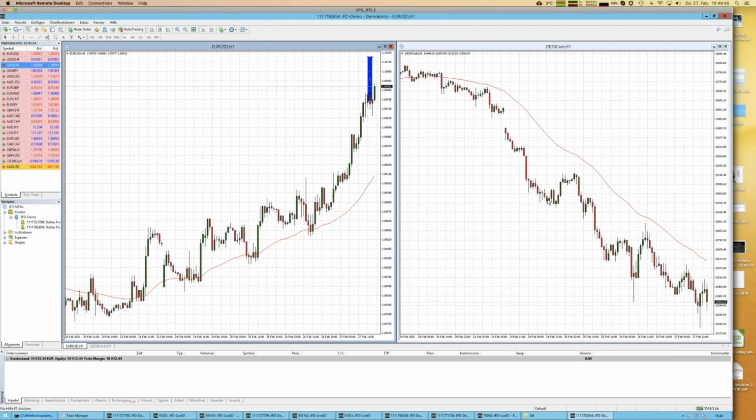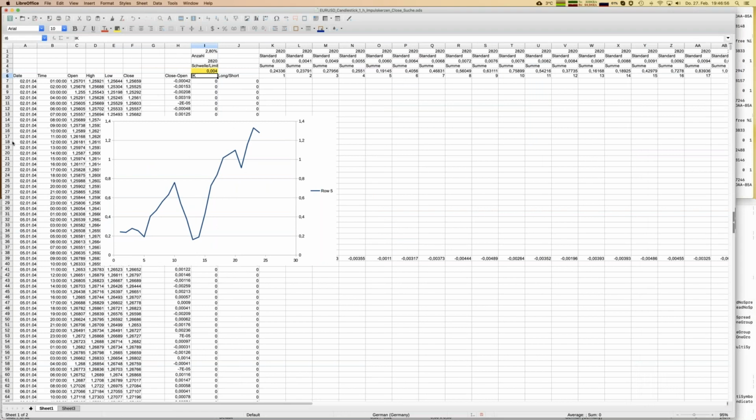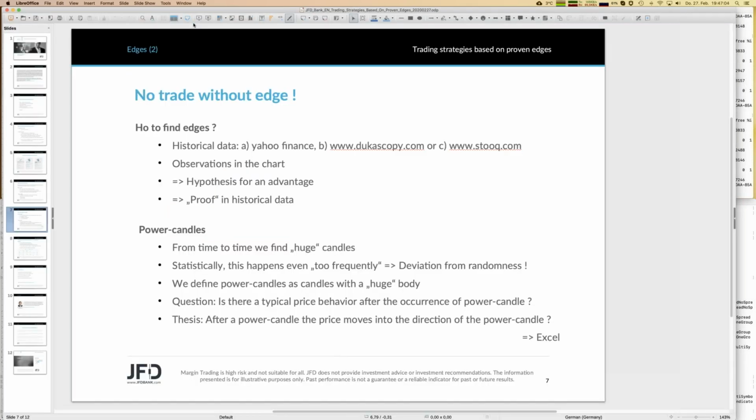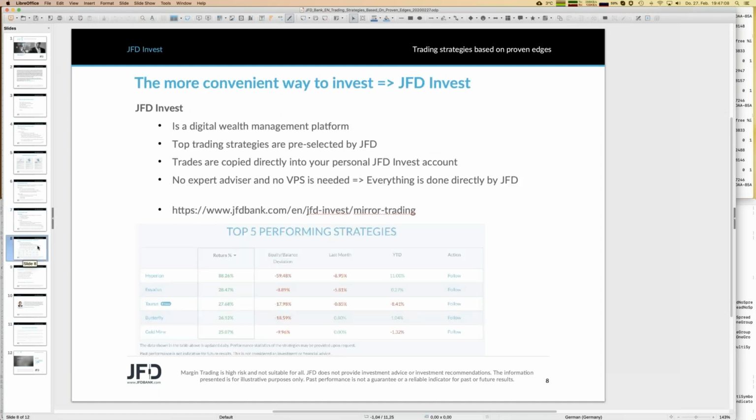But anyhow, that's how you can use power candles directly in the chart to identify those and then open trades if you like. That's really trading, and that is trading live. You may get used to the trading platform, and then you can do it quite fast if you like, and open your own trades.